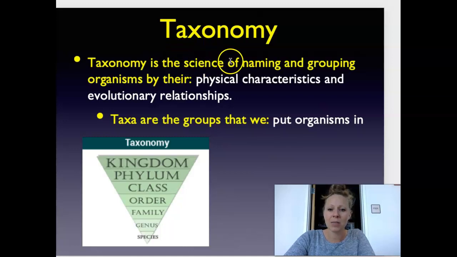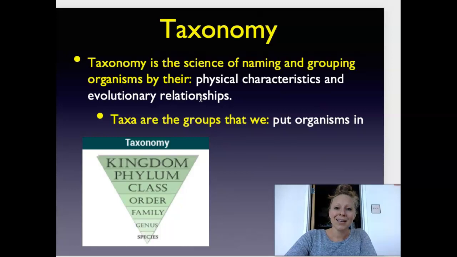Taxonomy is the science of naming and grouping organisms by their physical characteristics and evolutionary relationships. And so we put animals and bacteria and plants into categories based on how they look and based on their DNA. We could say things that have leaves are plants, and things that have mammary glands and fur are mammals, and things that are composed of eukaryotic cells, we say those are in the domain Eukarya or eukaryotes.